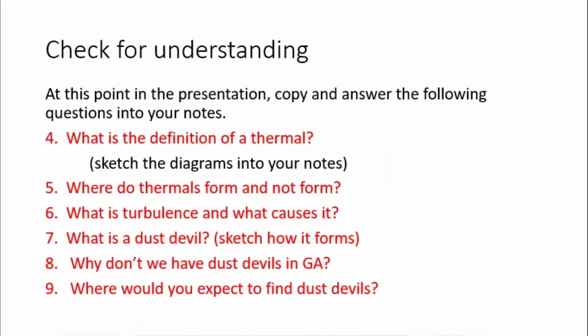So time for another check for understanding. This is what you should have on that page in your notebook. This is what I'm going to be looking for to give you that done stamp. What's the definition of a thermal? Where do they form? Where do they not form? Relate that to turbulence. First of all, you got to define what it is, and how do we get it based on what we just talked about. The dust devil you should have sketched when I went through that video presentation. But you got to understand, why don't we have them in Georgia? And conversely, where would you find them?